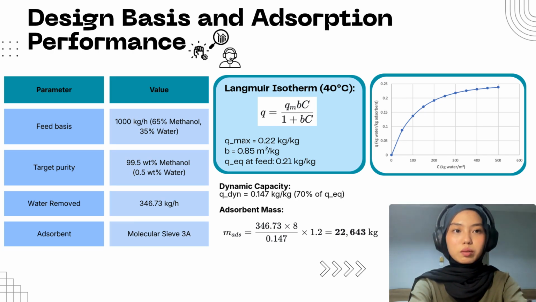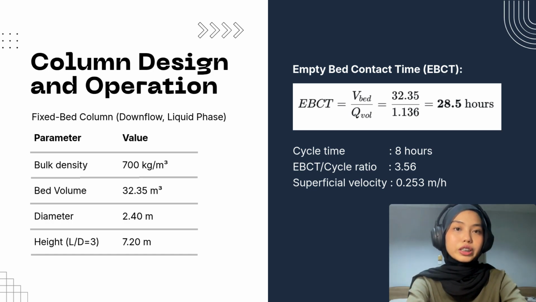22,643 kilograms. For the column design and operation, we selected a fixed bed adsorption column for this application. This is the most common configuration in the industry due to its simplicity, reliability, and ease of operation. The flow direction is downflow, meaning the crude methanol enters from the top and flows downward through the packed bed. This prevents fluidization of the adsorbent particles and ensures uniform liquid-solid contact.